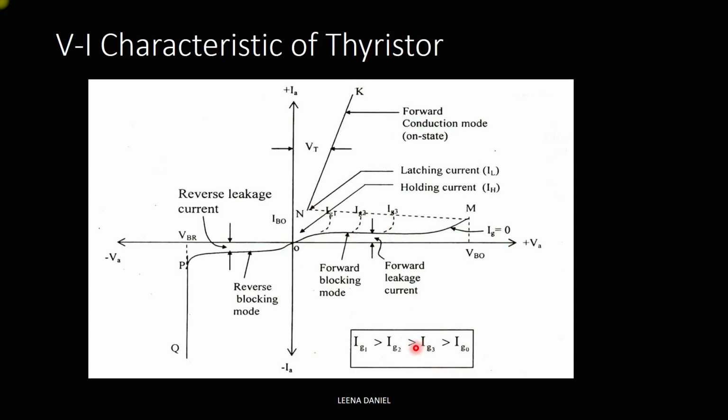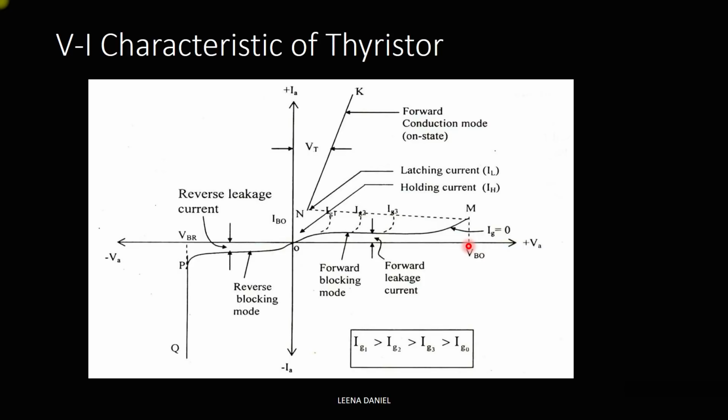If I increase again, IG3, IG2, which is greater than IG3, so at this point IG2, if I increase the gate current more, the thyristor will get turned on at this position and we get the characteristic like this. If I again increase the gate current more, then I get the turn on characteristic like this. It means that as we increase the gate current, the thyristor will get turned on before the VBO point.